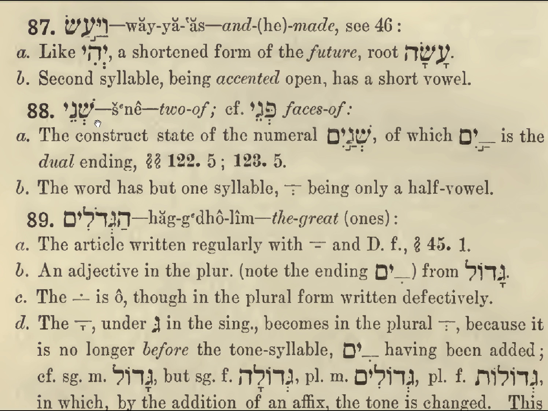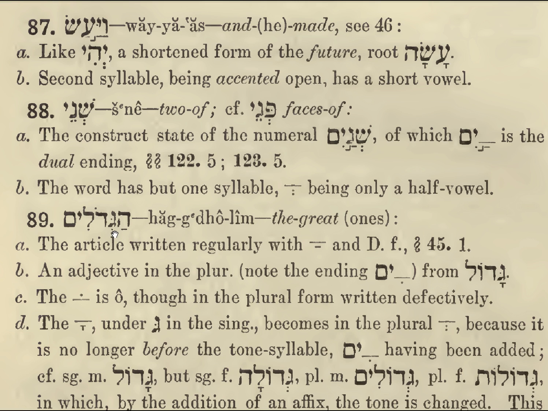Shene, two of. Shene, just like we had before, pene, faces of. The construct case, where you put a noun next to another noun and the word of jumps up in between them, of the numeral shenayim, of which ayim is the dual ending, meaning two of them. This word has only got one syllable because the sh is not a full vowel, and the end part is ayim, so shenayim is pronounced as one syllable, or it's got the weight of one syllable.